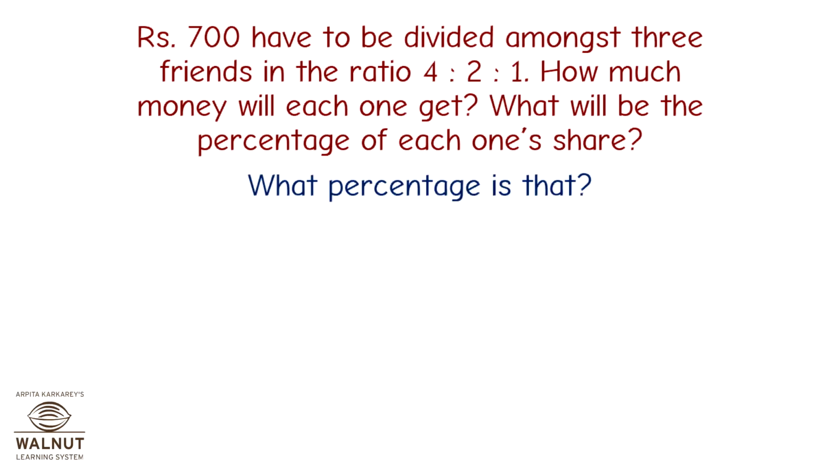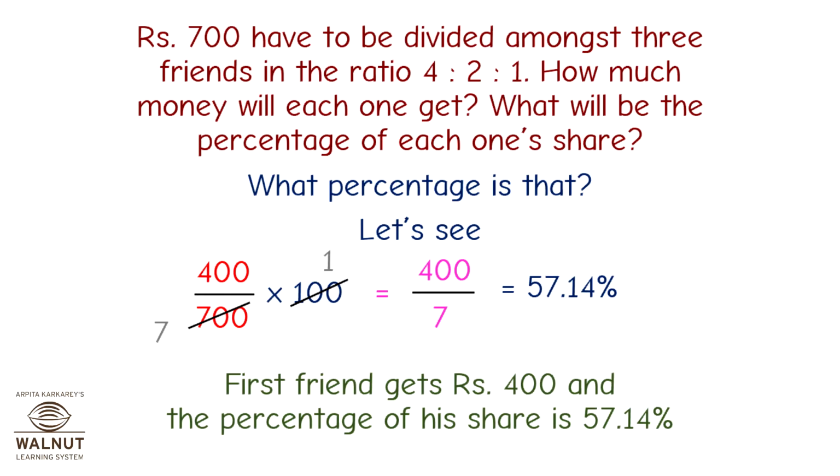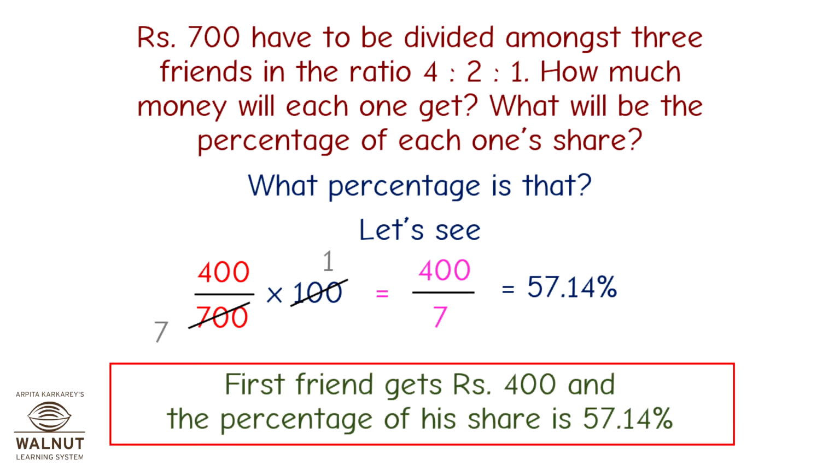What percentage is that? Let's see. 400 upon 700 into 100. That is equal to 400 upon 7. That is equal to 57.14%. First friend gets rupees 400 and the percentage of his share is 57.14%.